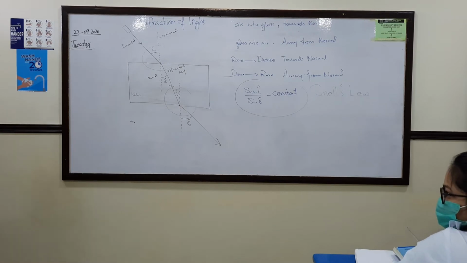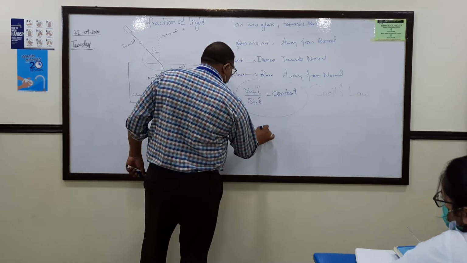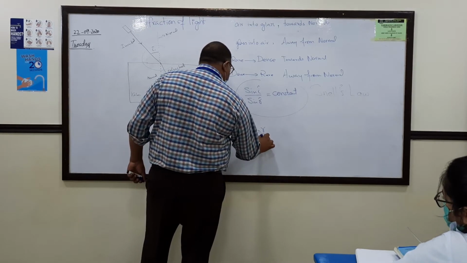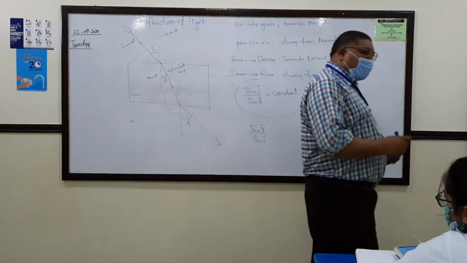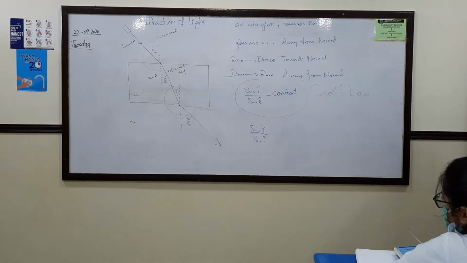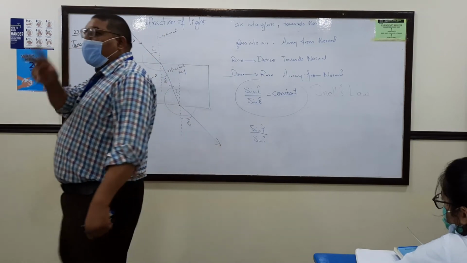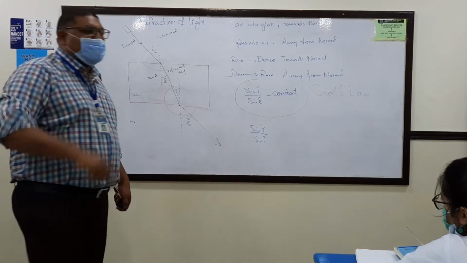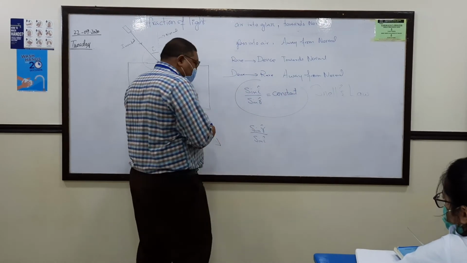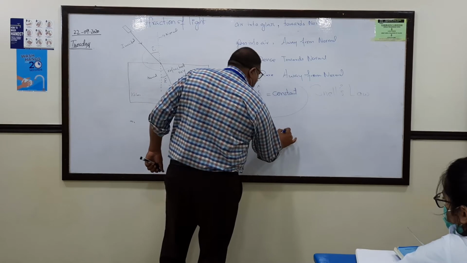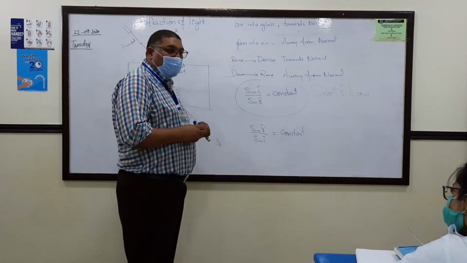Another thing: this can also be sine R by sine I. This is the most universal, famous form. If somebody asks you what Snell's law is, you are supposed to go with this. But when you are solving numericals, another form of Snell's law is very important. Sine I by sine R is constant. Sine R by sine I is also constant.